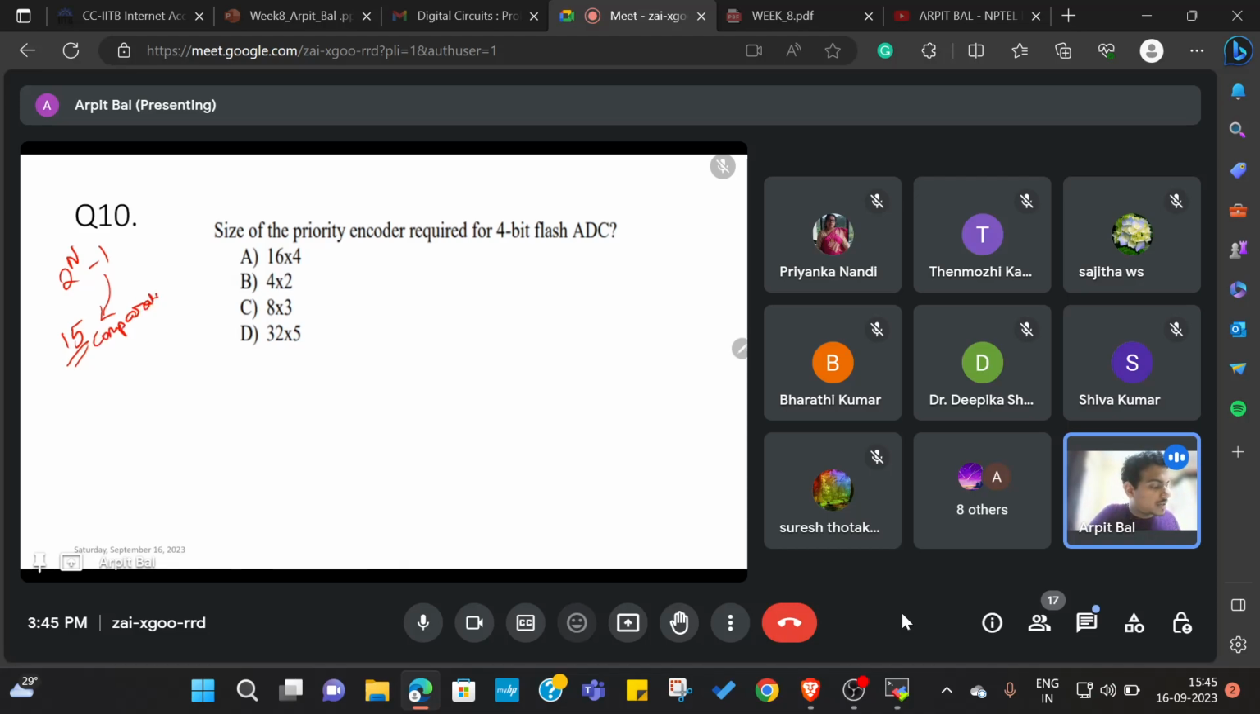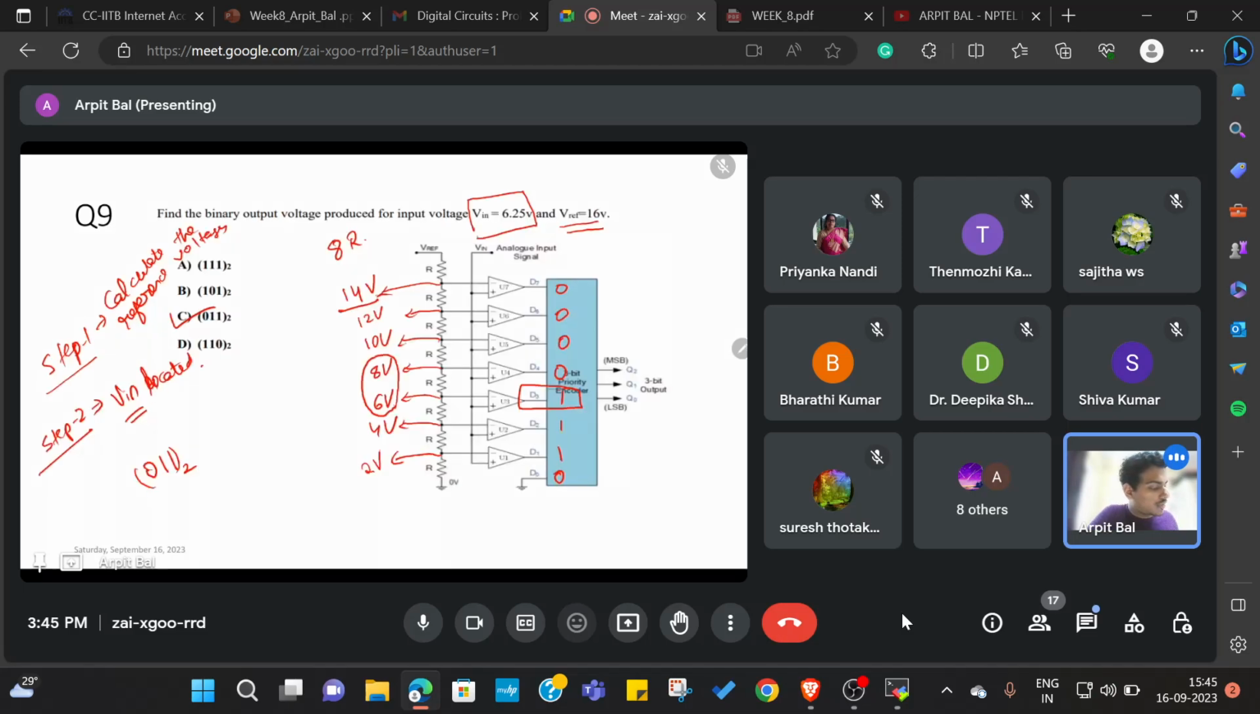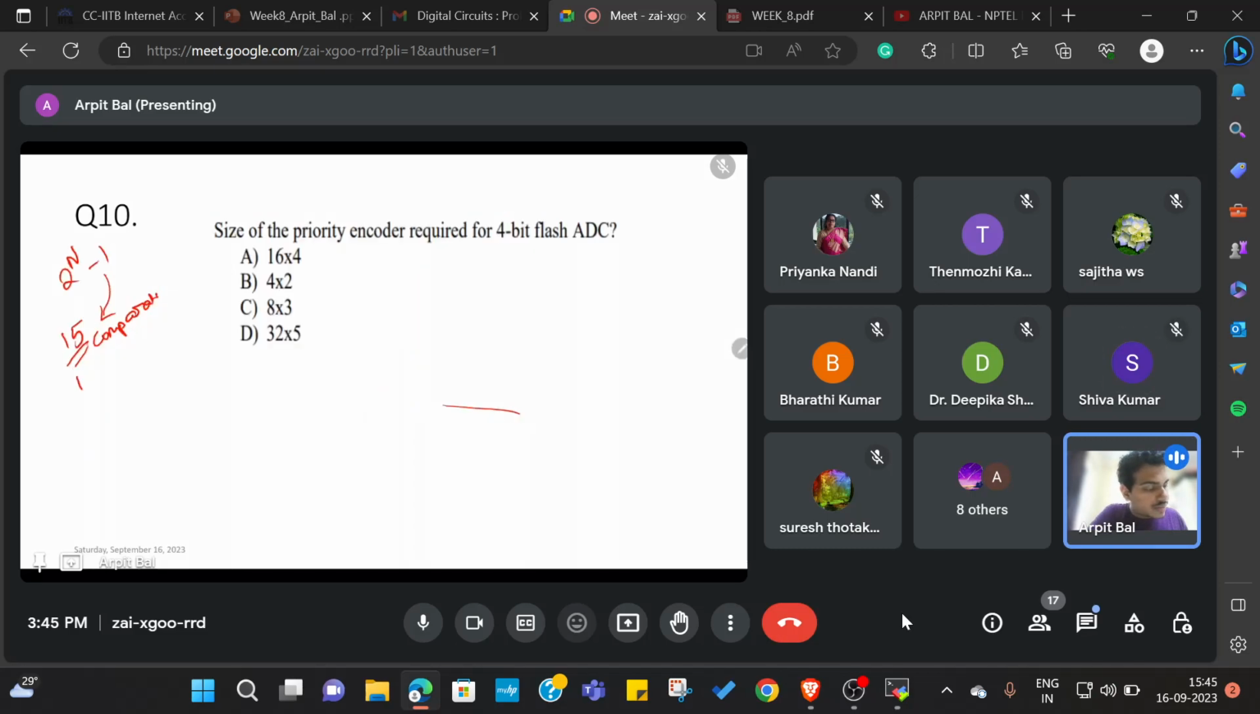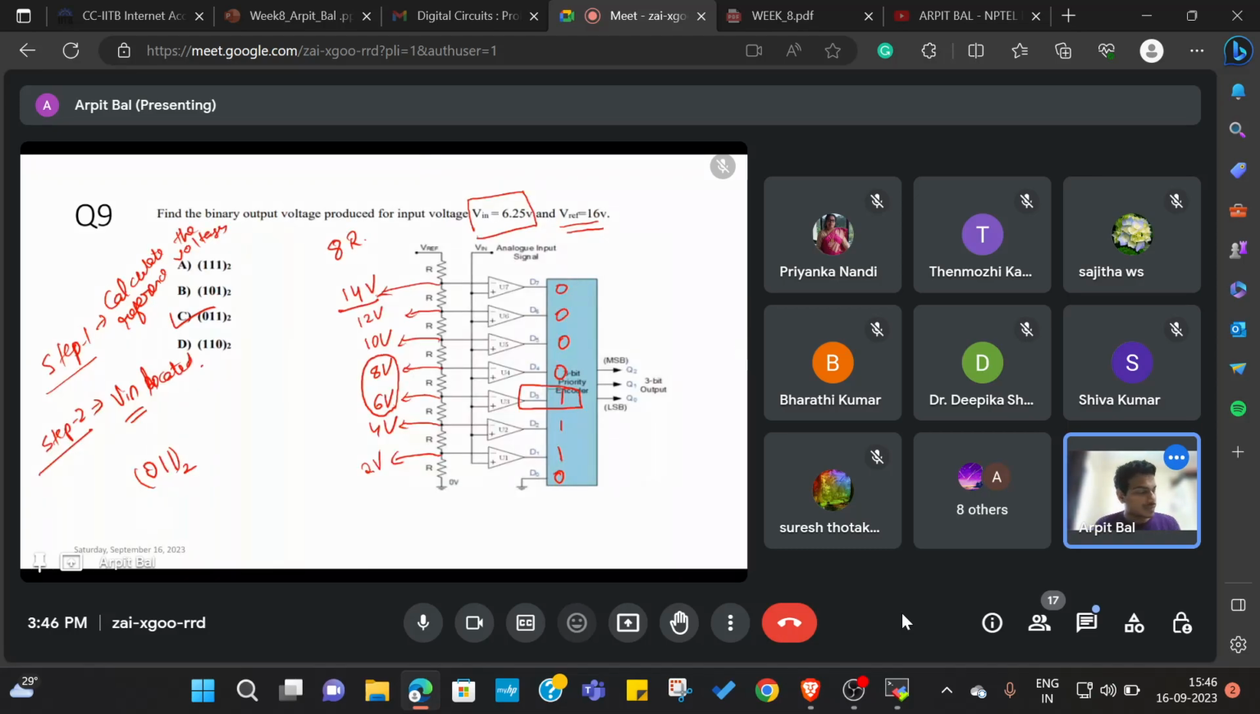Okay, let me bring the previous question again so that you can see. Now tell me how many resistors we will need for a 4-bit flash ADC. 16. Correct. So there will be 16 resistors. So 16 resistors will imply how many reference voltages?